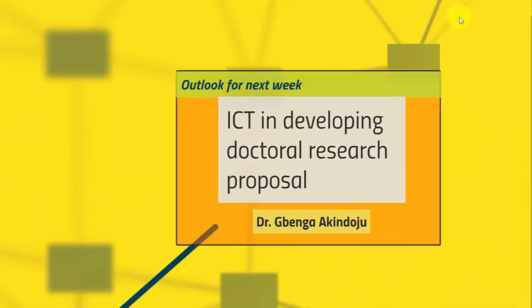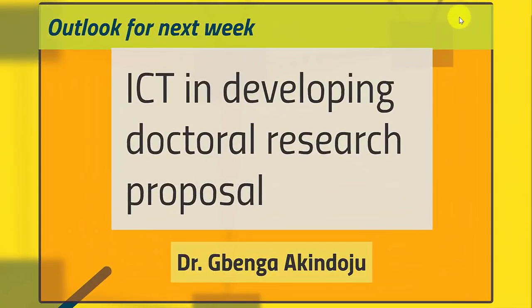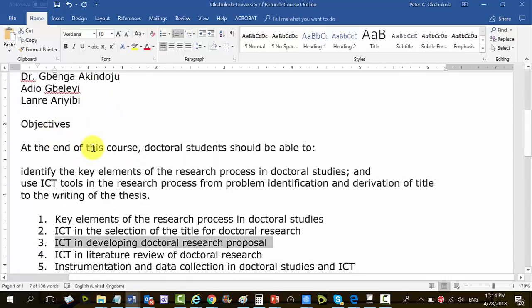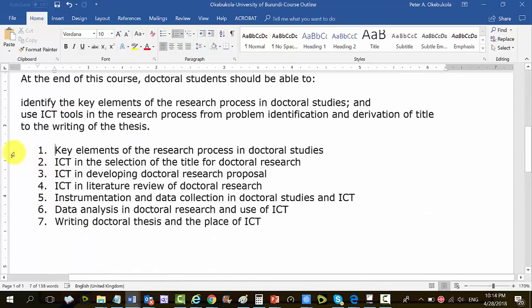So what's the outlook for next week? Next week we'll be going into the third topic in our course. This is the course. We've done number 1, have we? Key elements of research process. Yes, we have. Number 2 is what we are completing this week: ICT in the selection of the title for doctoral research. Number 3 is for next week: ICT in developing doctoral research proposal.